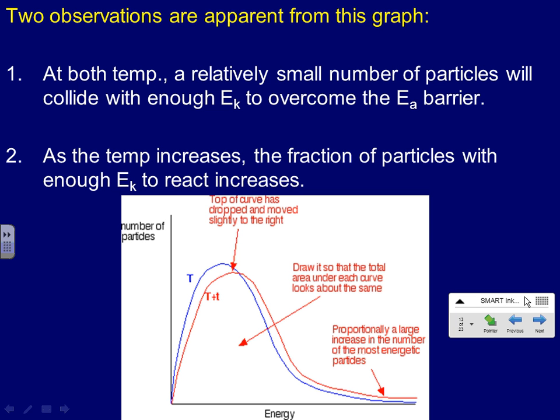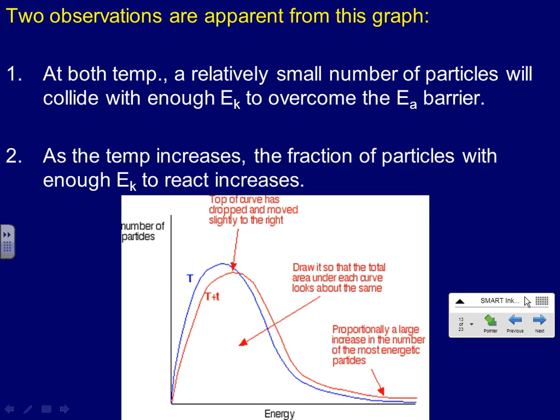So two observations are apparent from this graph. What is that last graph? Oh, the last graph is for a catalyst, and we'll talk about that a little bit later. So just leave that paper aside, or you can write this beside the graph. Yeah, that's a great place to put it. But the last graph is a catalyst graph. I'll come back to that in a moment.